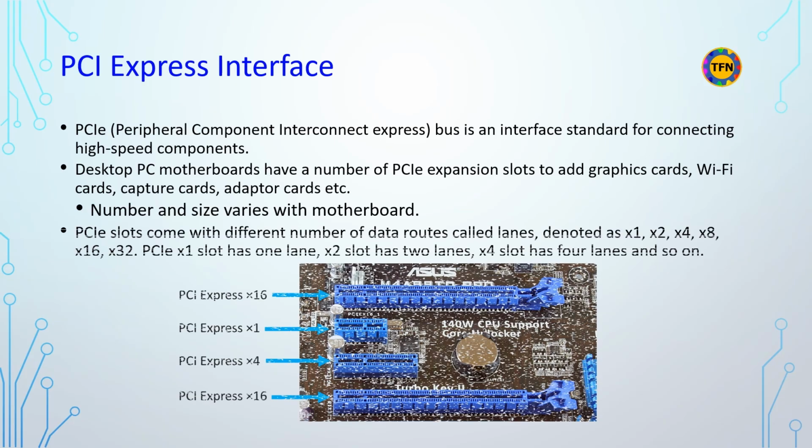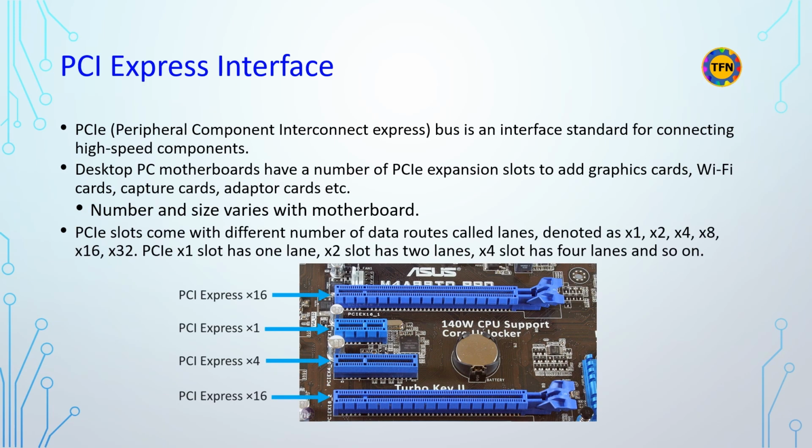PCIe, or Peripheral Component Interconnect Express bus, is an interface standard for connecting high-speed components. Desktop PC motherboards have a number of PCIe expansion slots to add graphics cards, Wi-Fi cards, capture cards, adapter cards, etc., whose number and size varies with the motherboard. PCIe slots come with different numbers of data routes called lanes, denoted as X followed by the number of lanes.